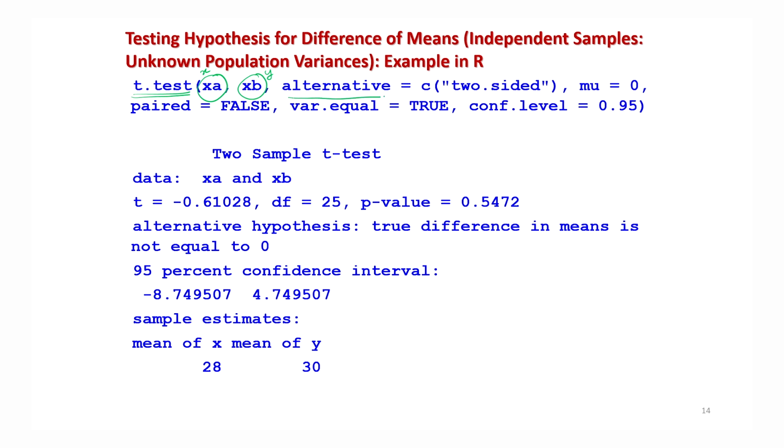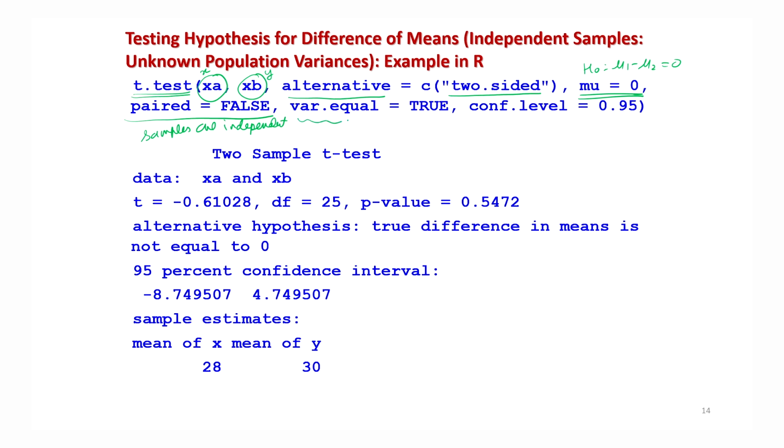The alternative here is two-sided. Mu is equal to 0, it is coming from mu1 minus mu2 is equal to 0. And paired is equal to false. Why? Because it is not a paired test, because we are getting the samples independently. So samples are independent. If you recall, in the earlier lecture I had explained under what type of condition the observations are going to be paired, and then we use the paired t test, right?